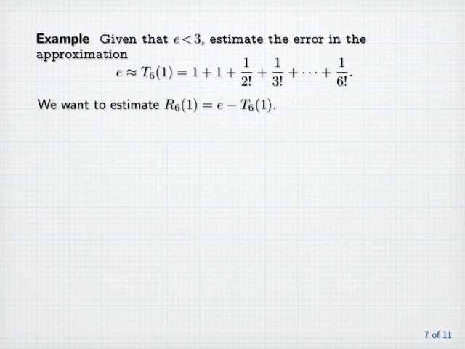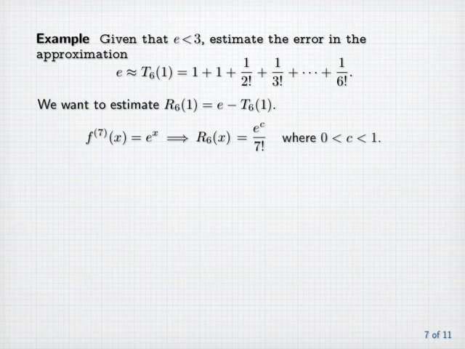Now we know that the seventh derivative of f is just e to the x, and so using Lagrange's formula for the remainder, we have that R6 of x is equal to e to some power c divided by 7 factorial times (1 minus 0) to the 7th power, or simply e to the c divided by 7 factorial, where the number c is strictly between 0 and 1.